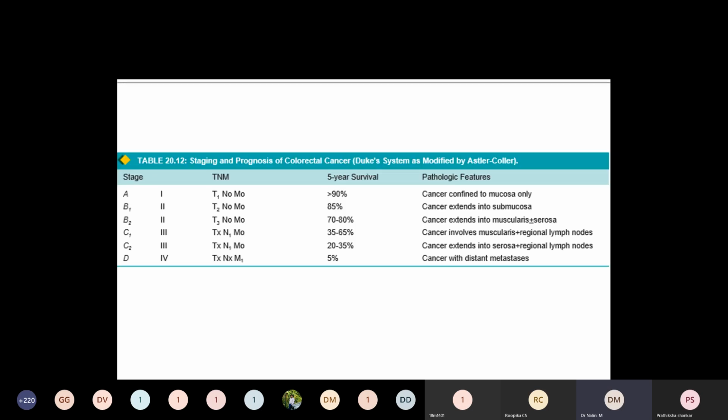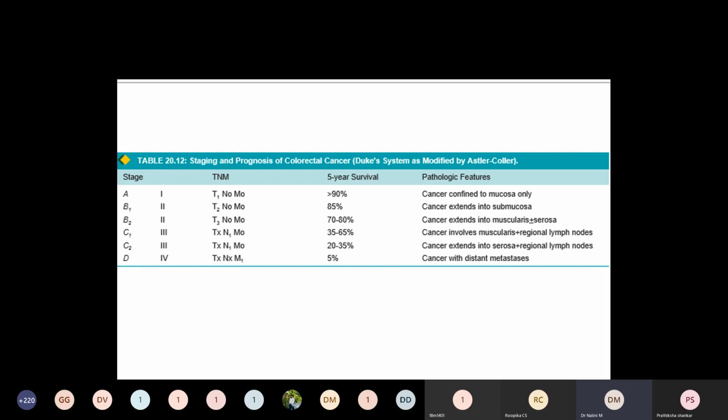So just a note about the Dukes system. Here there were four stages with multiple substages: A, B (B1, B2), and C (C1, C2). This depended on the extent of the tumor. Stage A, or stage 1, was confined to the mucosa only; stage 2, or B1, was confined to the submucosa.